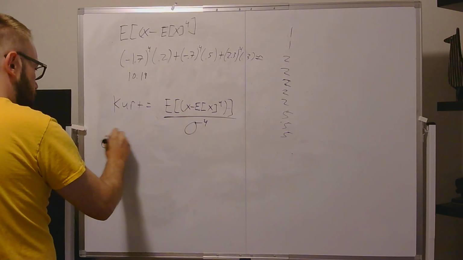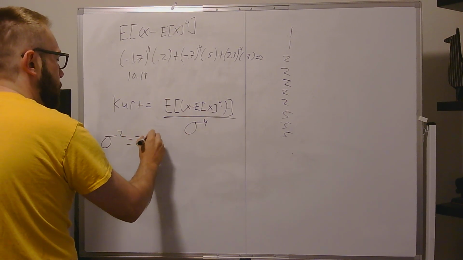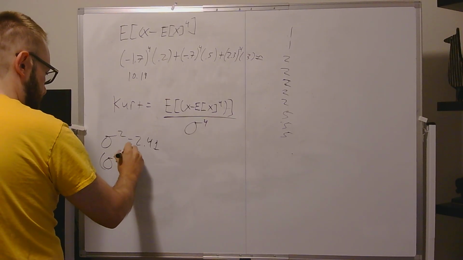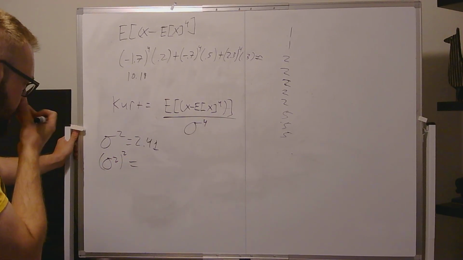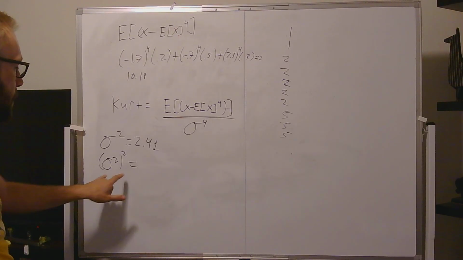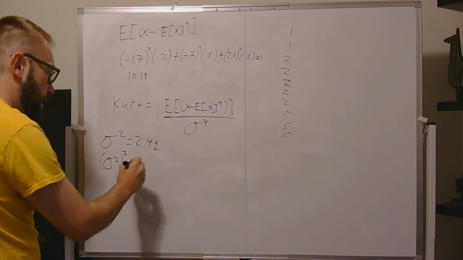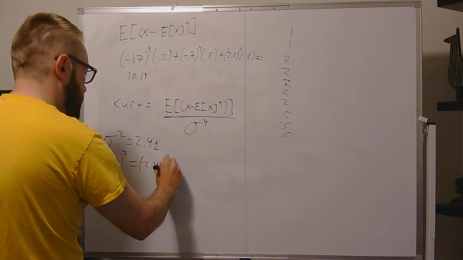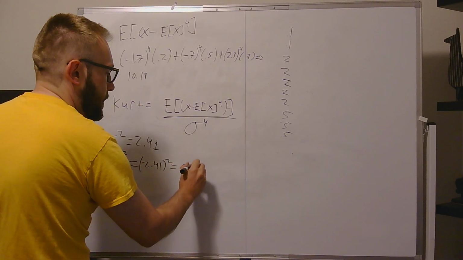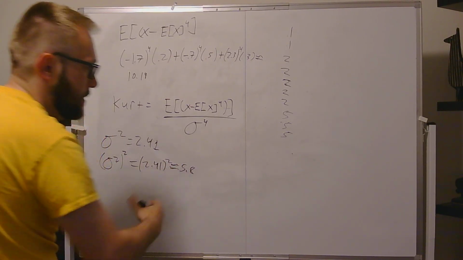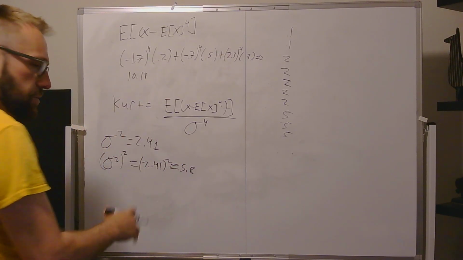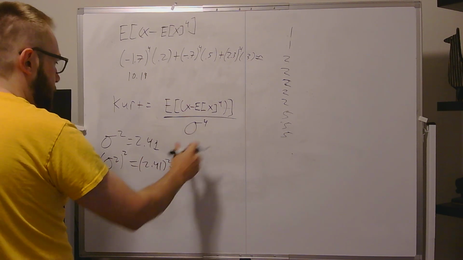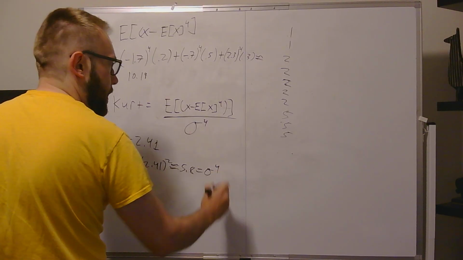So then recall we had sigma squared equal 2.41. If we want sigma to the fourth power, we're going to have to raise both sides again, squaring them. So because we already have sigma squared, we raise that to the second power, so 2.41 to the second power. That's going to give us 5.8 approximately. There's a little extra in there, just like 10.19, so we're kind of rounding here. But with 5.8, that gives us our sigma to the fourth power.